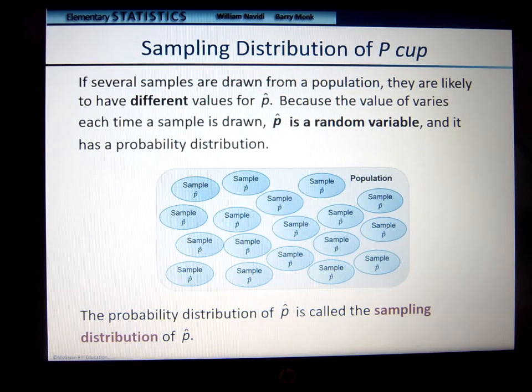So several samples can be drawn from the population, like we looked at in the last section. They're very likely to have different values of P hat, because, as we said before, they're very likely to have different values for the mean. So each time a sample is drawn, P hat is a random variable. Remember, a random variable is a variable that has a numerical value, and it has a probability distribution. The probability distribution of P hat is called the sampling distribution of P hat.